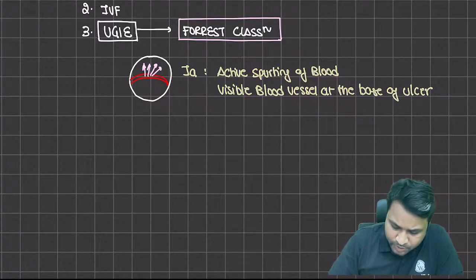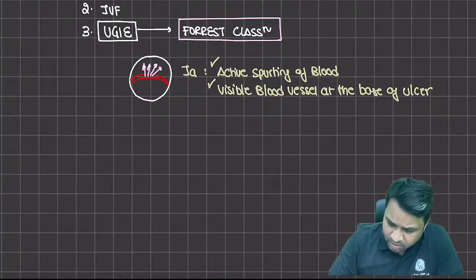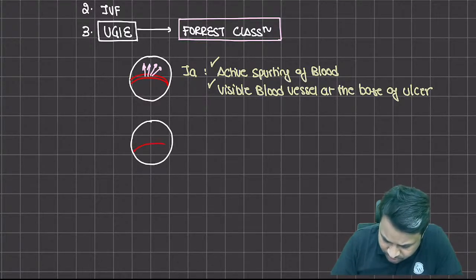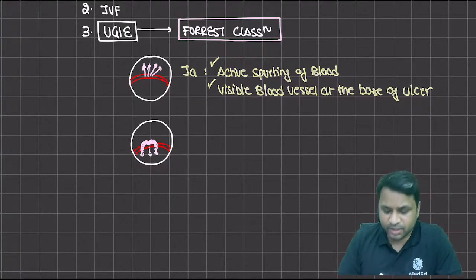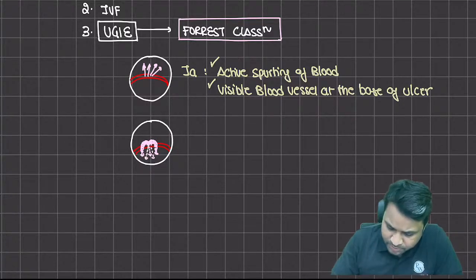So one, it is going to cause an active spurt. Second, you will be seeing a visible blood vessel. The next one that you have, you can see the base of the ulcer is there. There is a visible blood vessel present at the base of the ulcer. But this time the blood is only going to ooze. There is no active spurt, but there is a slow drip by drip ooze that is present, right? So here we say there is ooze of blood.